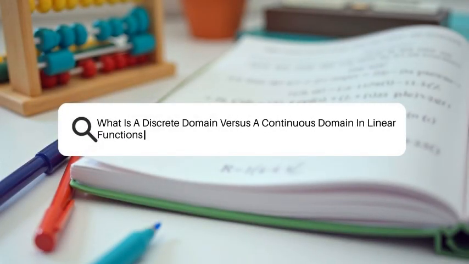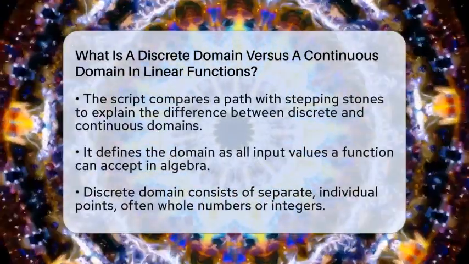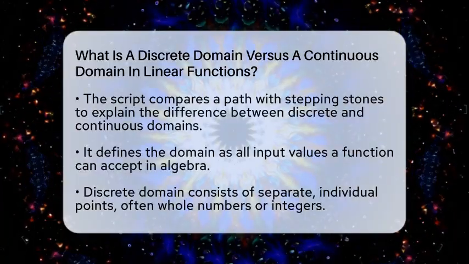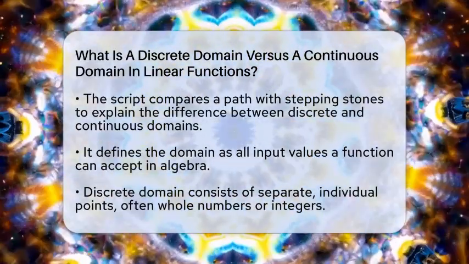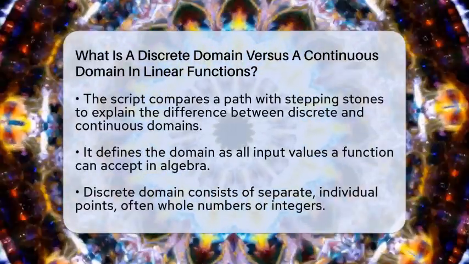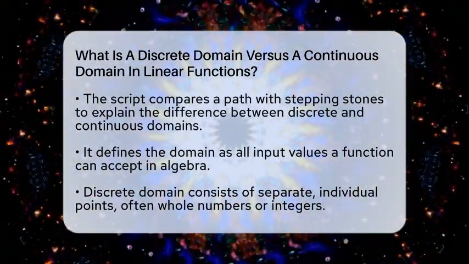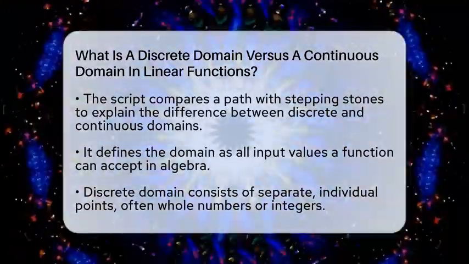What is a discrete domain versus a continuous domain in linear functions? Imagine you're walking along a path. Sometimes you can step only on specific stones, and other times you can walk anywhere along the trail. That's a bit like understanding the difference between a discrete and continuous domain in linear functions.